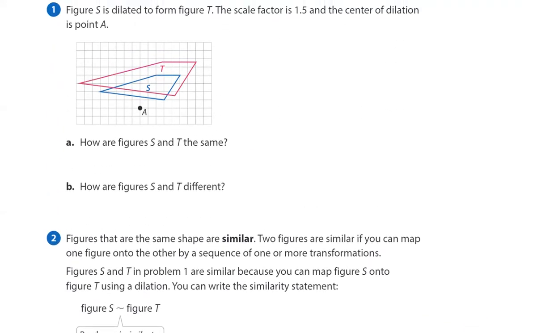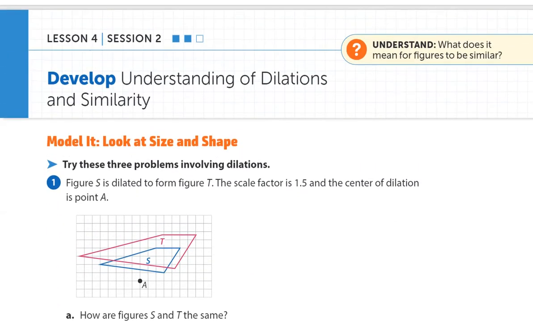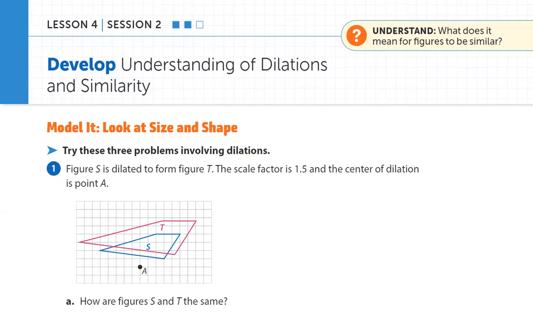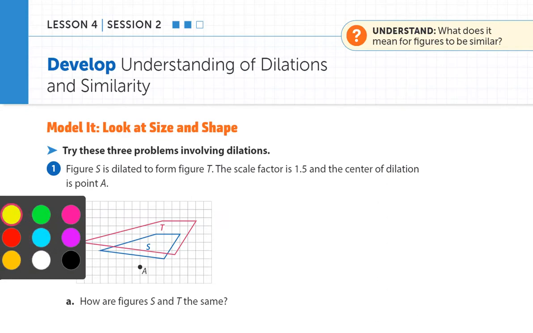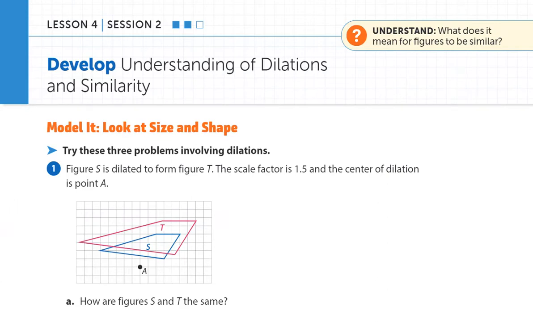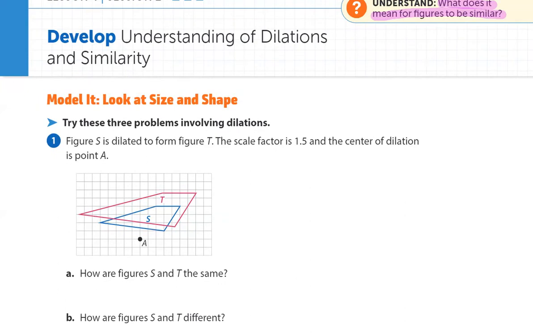So yesterday for session 1, you were just looking at what is a dilation. You know, the shape gets bigger or the shape gets smaller. That's a dilation. But now we're going to develop our understanding a little bit further and include what we know about scale factor. And our essential question is, what does it mean for figures to be similar? So keep in mind these figures are not congruent, they are similar.